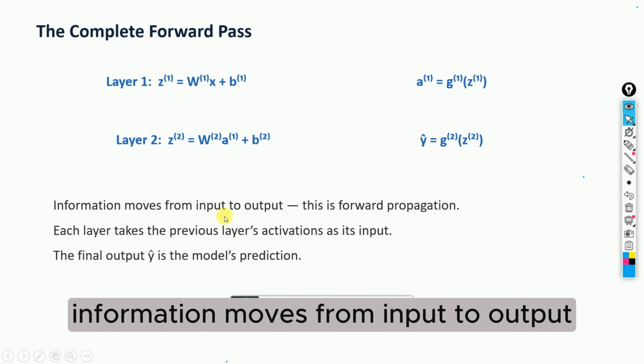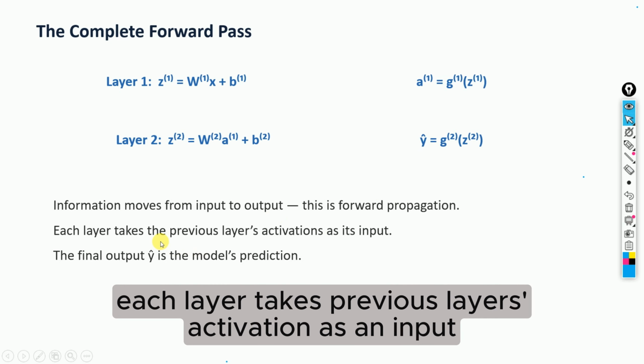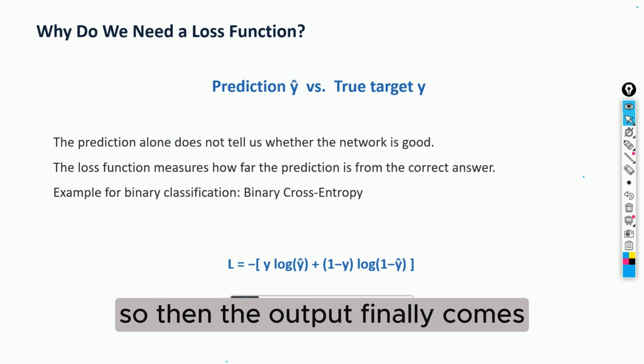Information moves from input to output. This is forward propagation. Each layer takes the previous layer's activation as an input, so then the output finally comes.